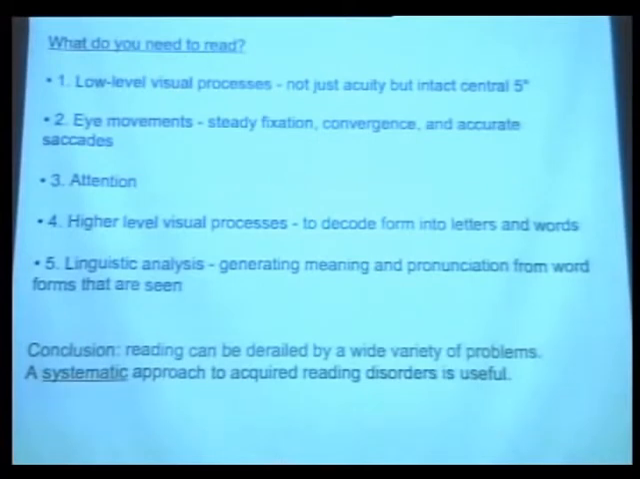2, eye movements. Reading is a sequential process, right? When you see text in front of you, you move your eyes along to pick up information in a stream of information processing. To do that, you have to be able to fixate steadily. If you're reading it close, you have to be able to converge. And you also have to, in that sequential process, make the jump between fixations, that's the saccades, accurately.